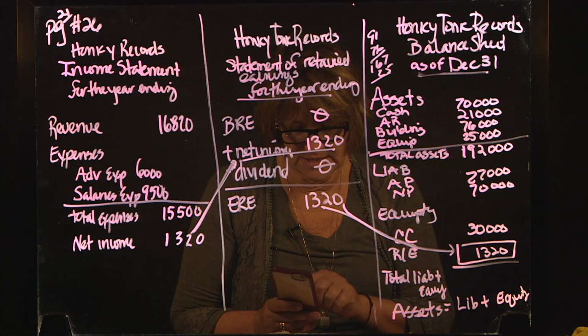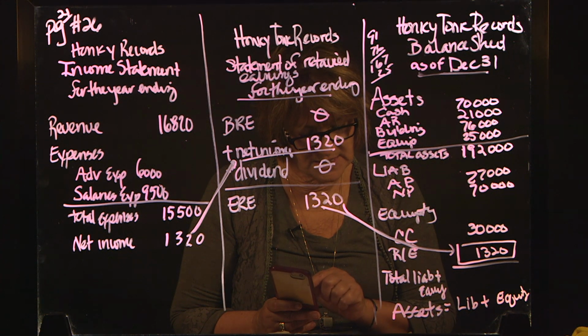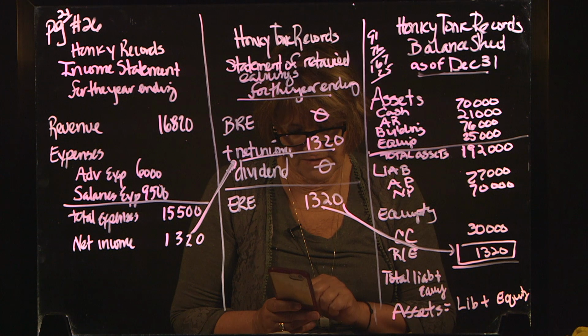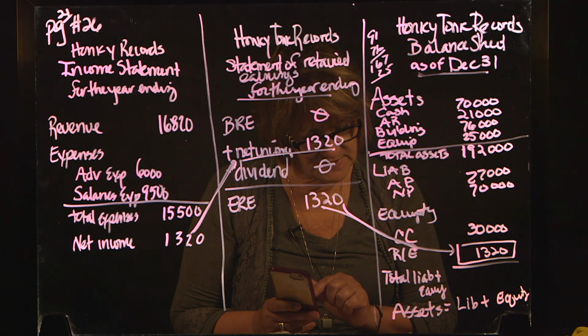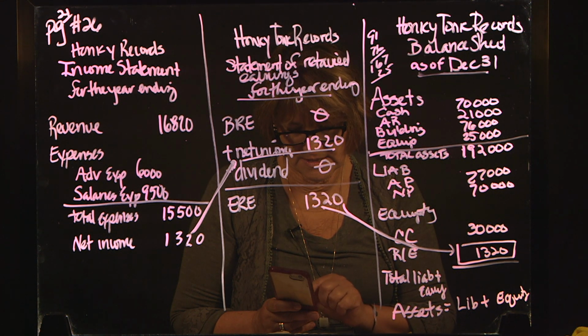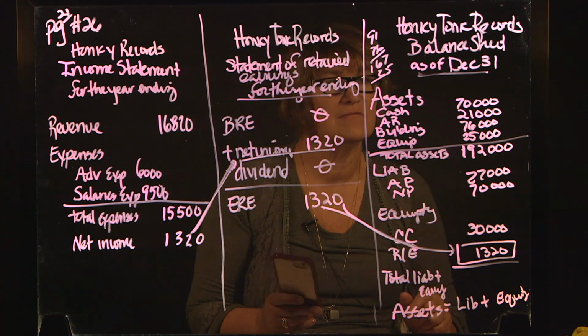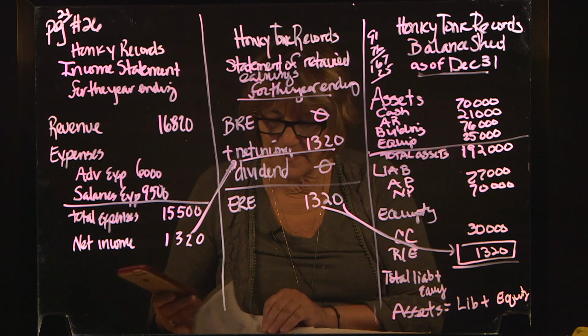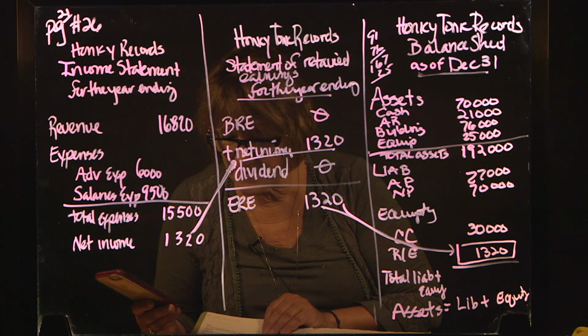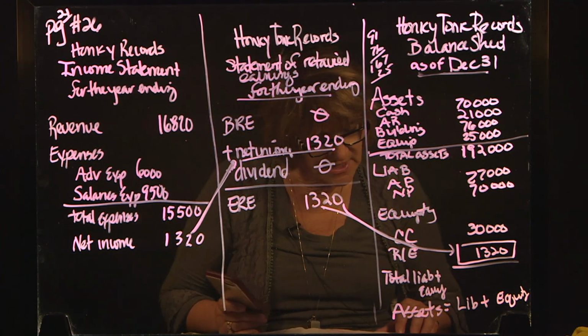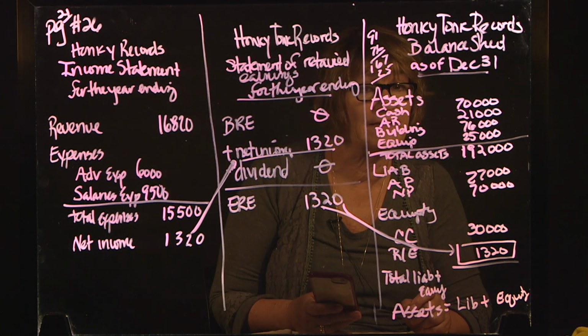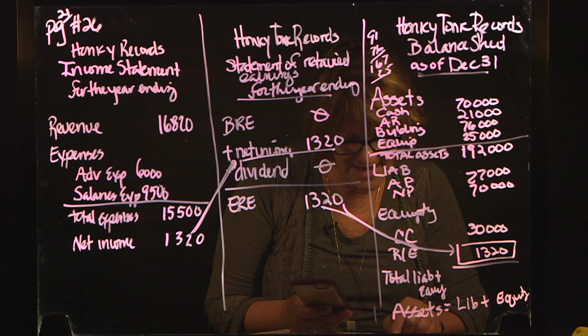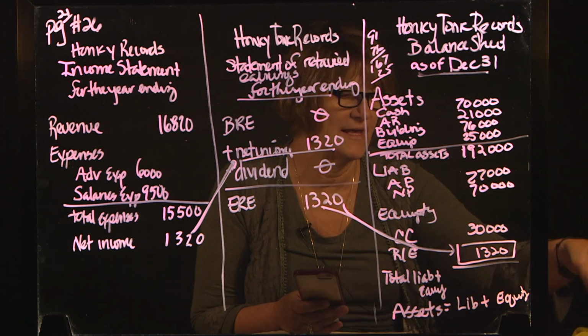So 16,820 minus 9,500 equals 7320 minus 6. So these numbers check out, okay? Maybe I missed something over here. No, statement of retained earnings and balance sheet. So I have to make sure I'm adding things correctly. So, I know cash is only 6320.